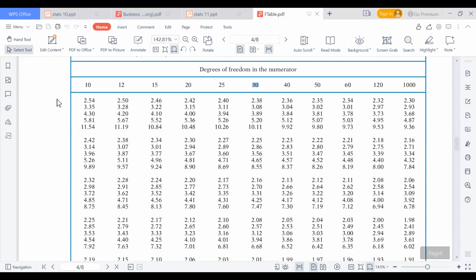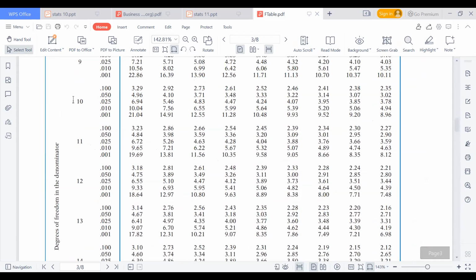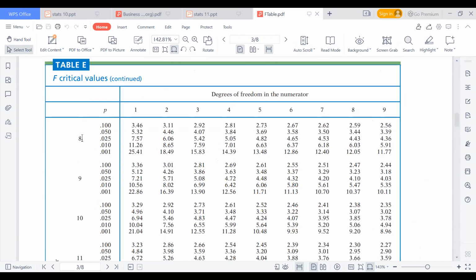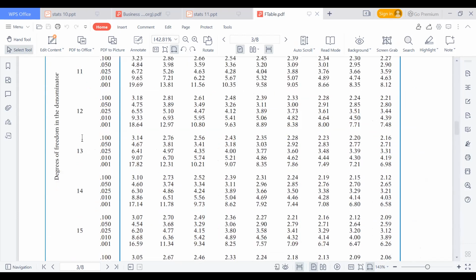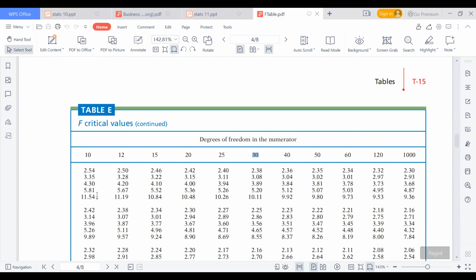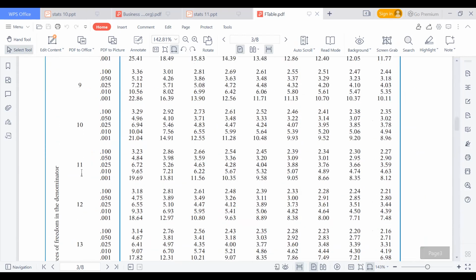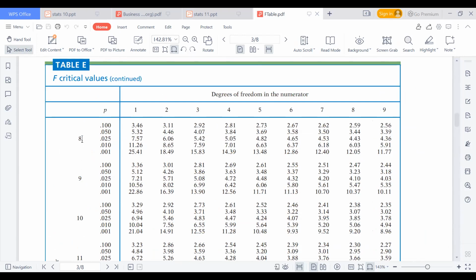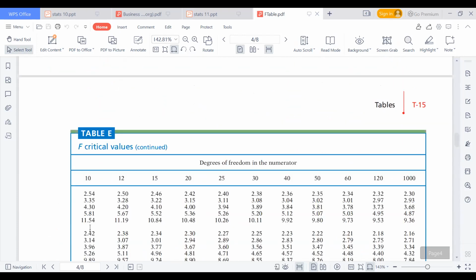So in the next page, it didn't write the degree of freedom in the denominator because it's assumed that it will be repeated. So in the next page, the first set of figures here is for a degree of freedom of the denominator of 8, because 8 is here. All right, 8 is here. So when the degree of freedom of the denominator is 8, it is the first one here.